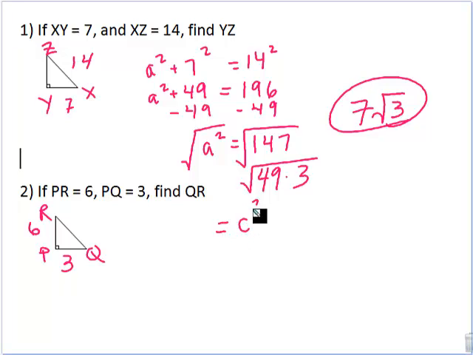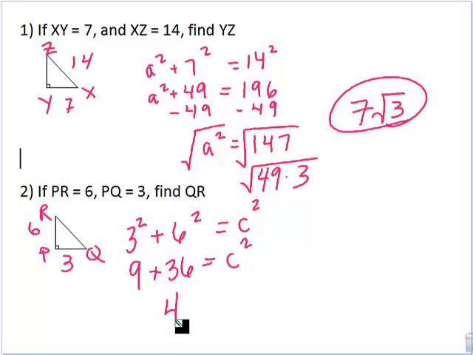So we are going to solve for c squared. So the other two legs are 3 and 6. So we'll say 3 squared plus 6 squared. What's 3 squared? 9. What's 6 squared? 36. Okay, so it's 9 and 36. 45 is c squared.